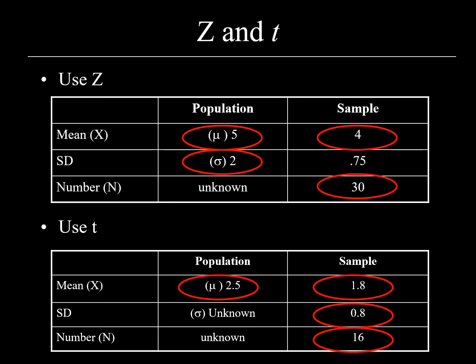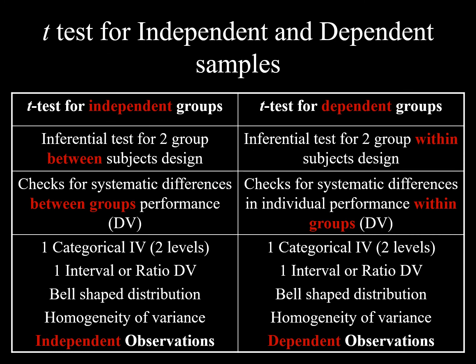So generally, if I have over 30 participants and I have both population mean and standard deviation, I'm going to use the Z-test. If I don't have that population standard deviation, or my N is less than 30, I'm going to use the t-test for single samples.